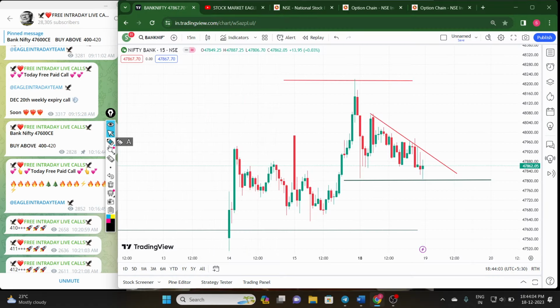Bank Nifty today saw profit booking. Bank Nifty opened around 48,000 and above. You can observe here that the price saw very strong selling in Bank Nifty.